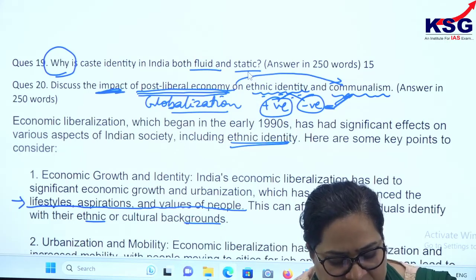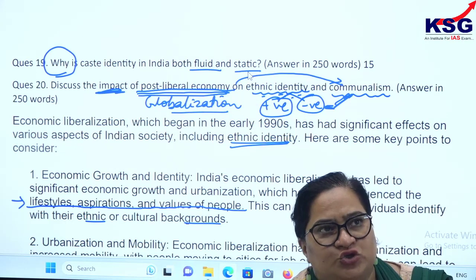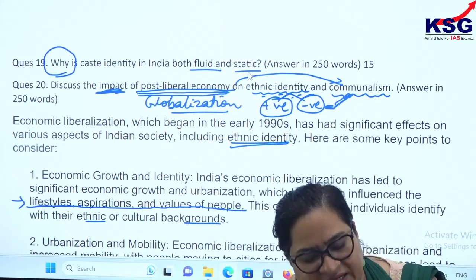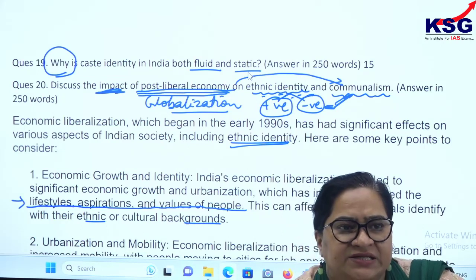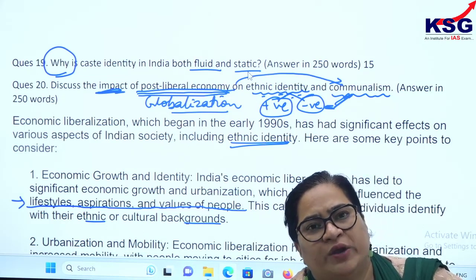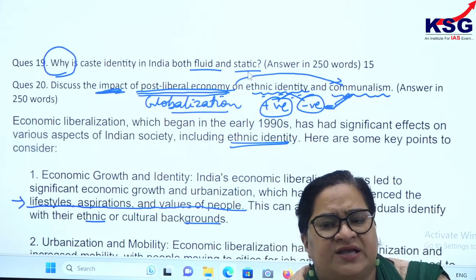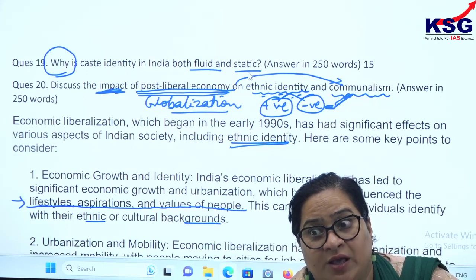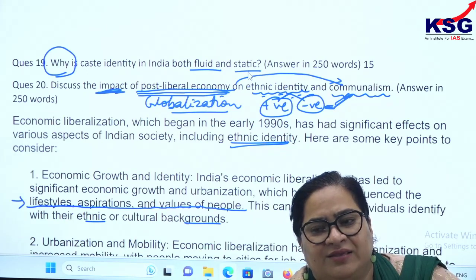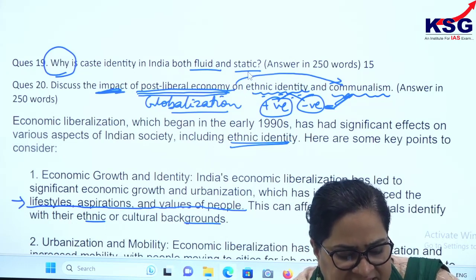So, with respect to it, when we are talking about the dimension of caste being a fluid identity and caste being a static identity. Fluid identity means the caste system is undergoing change. And it's not saying how it is undergoing change. The question is why it is undergoing change. Mind the word why. And then the component is why it is static, if it is static, when we are talking about it. So, why is it static?